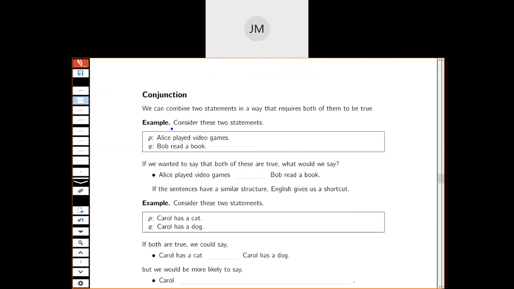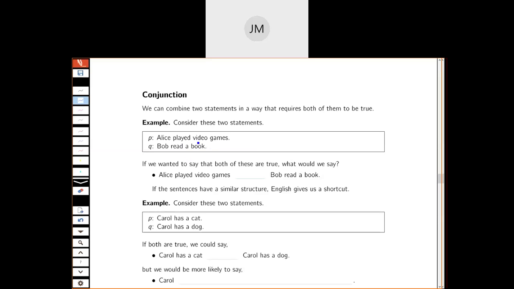Well, let's see if we can figure out what it is. We want to combine two statements in a way that requires both of them to be true. So if I look at the statement, Alice played video games, and the statement Q, Bob read a book. If I wanted to say that both of these are true, what could I say? Think of an English sentence that would mean Alice played video games is true, and also Bob read a book is true. We could use the word while. Yeah, that would work. Alice played video games while Bob read a book.